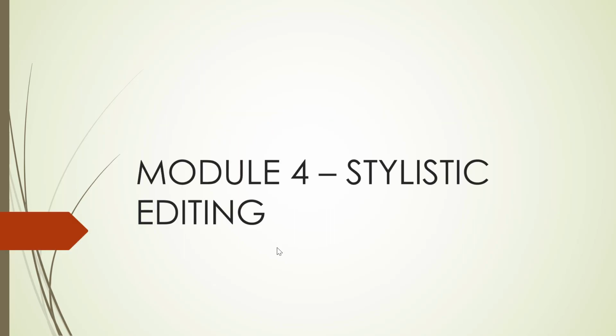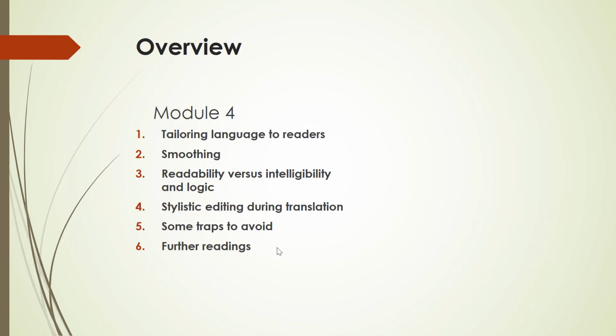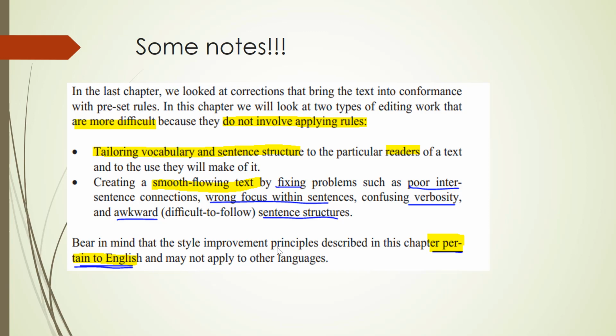So that is the end of module number 3. Now let's come to module number 4, stylistic editing. In module number 3, we talked about how to make changes, how to edit, right? So that we can conform to some preset rules. Now we talk about a kind of editing that is quite hard, much harder, because this type of editing, stylistic editing, does not involve applying any rules.